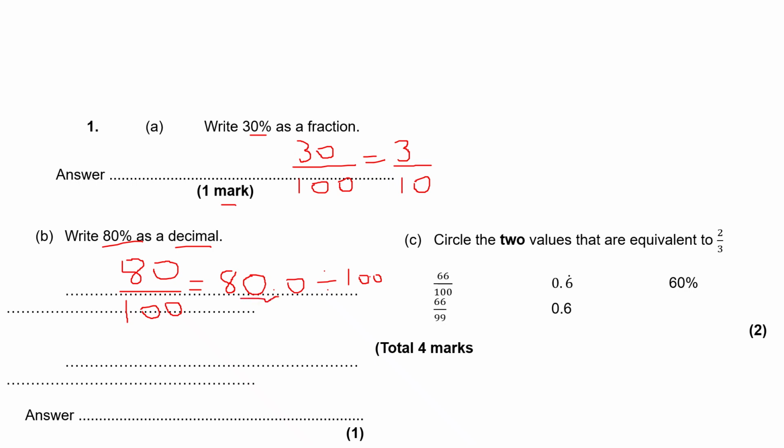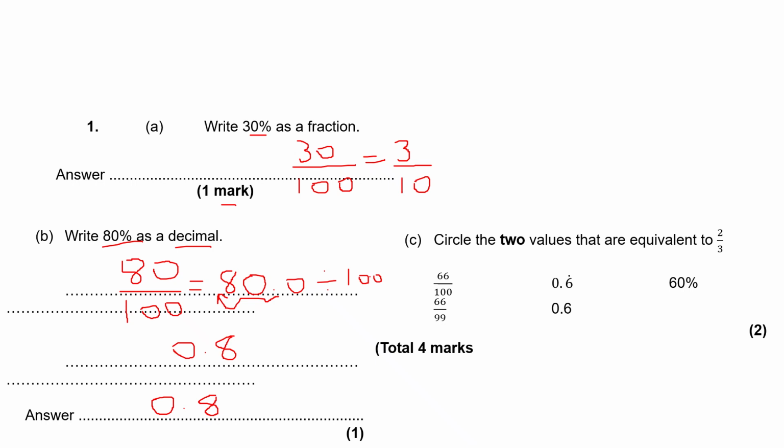So 1 and then 2. So the answer is 0.8 or 0.80. Either answer would suffice. And that's how to go from a percentage to a decimal. We divide the number by 100.